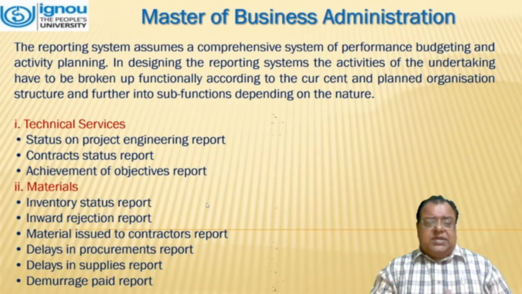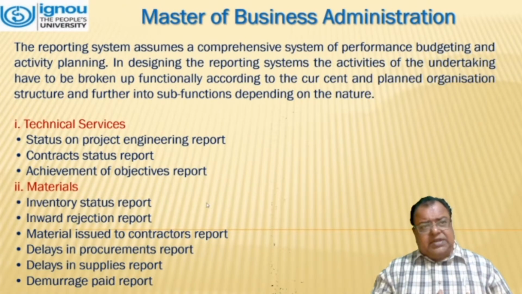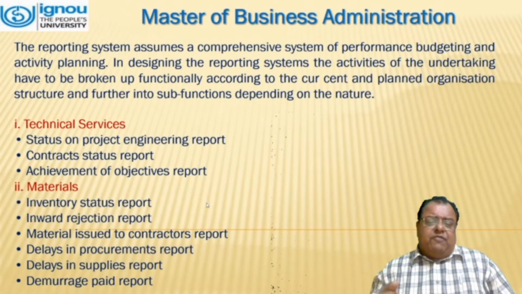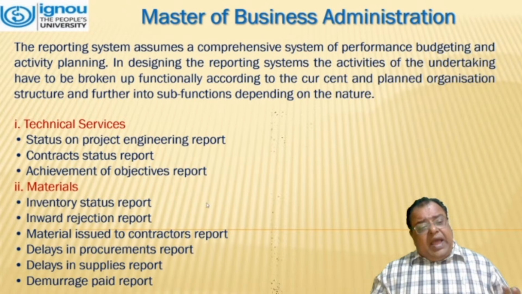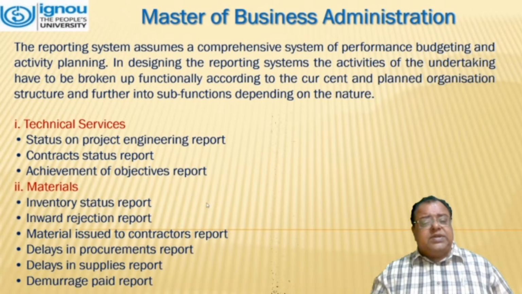The reporting system assumes a comprehensive system of performance budgeting and activity planning. In designing the reporting systems, the activities of the undertaking have to be broken up functionally according to the concurrent and planned organization structure, and further into sub-functions depending on the nature.